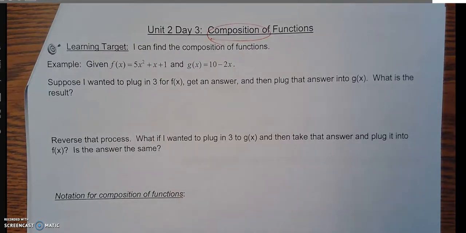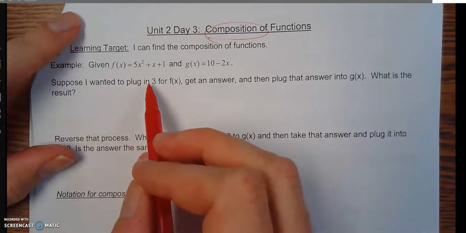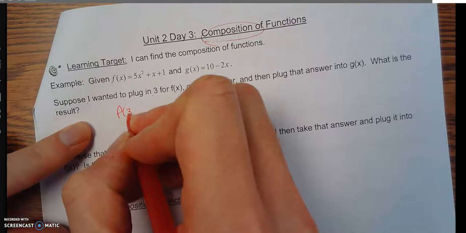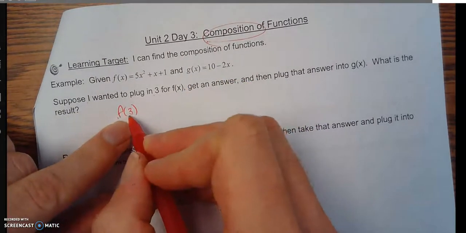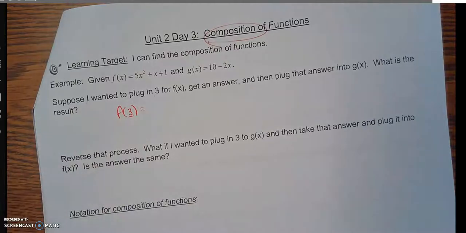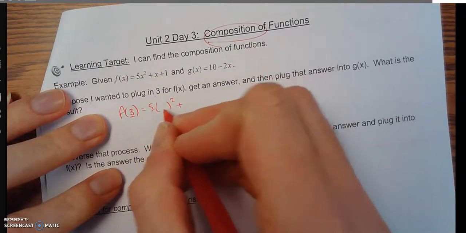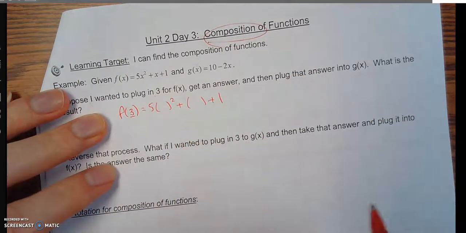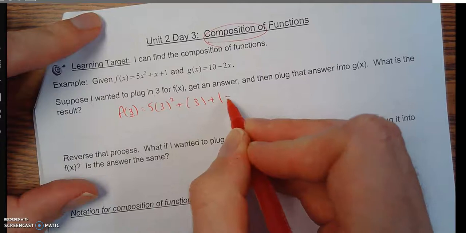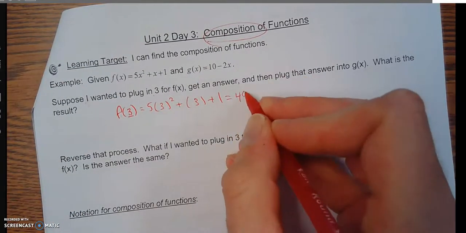To start out, let's suppose that I wanted to plug 3 in for f of x. What that's saying is find f of 3. Anytime it says f of 3, whatever number is here, that's what you plug in for every single x that you see in the function. So I have 5, here's an x, here's another x, plus 1. I took all the x's out. Everywhere I saw an x, I'm going to put 3 in its place. If you put that in the calculator, this equals 49.